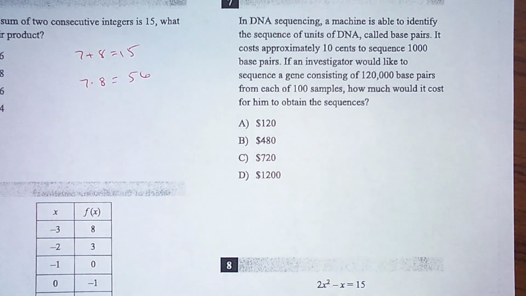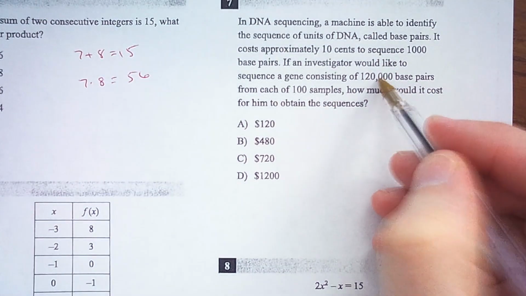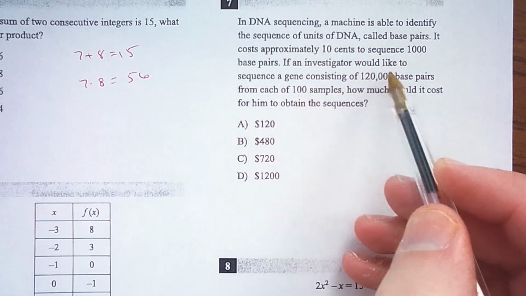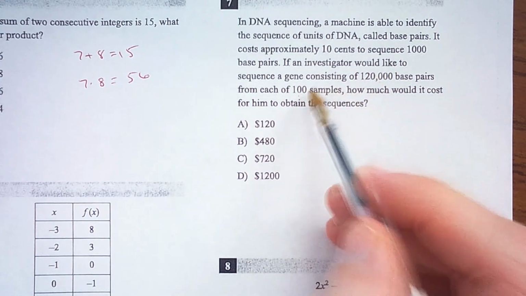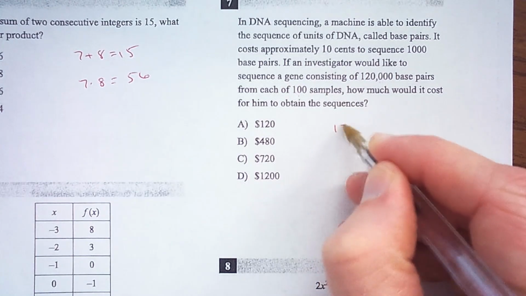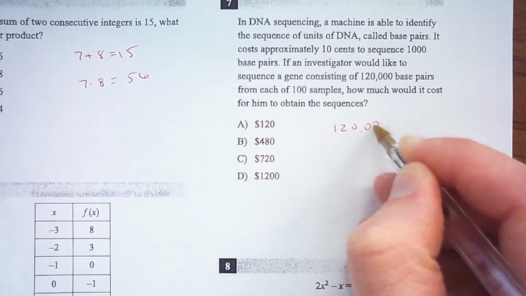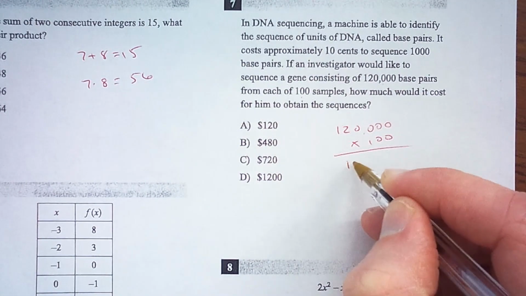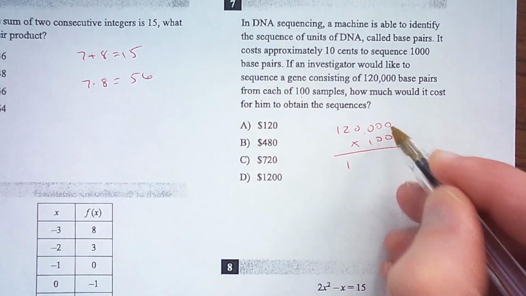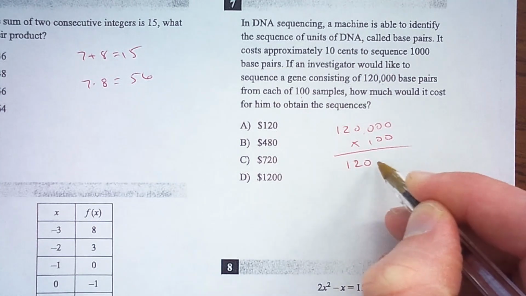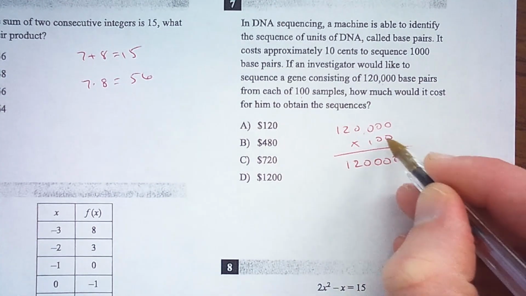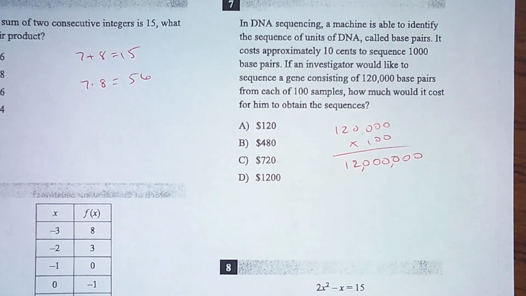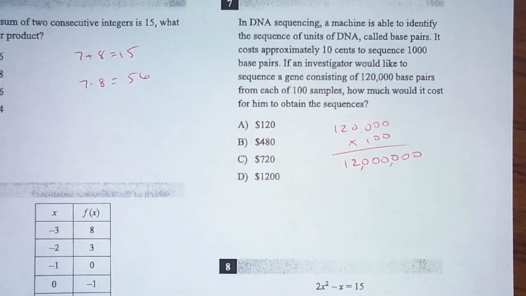So let's see how many base pairs that's actually going to be. It's 120,000 base pairs from 100 samples. So I'm doing 120,000 times 100, and I'm just going to tack on 2 zeros here. So 1, 2, 0, 0, 0, 0, and then tack on 2 more zeros. So I'm actually doing 12 million total base pairs.